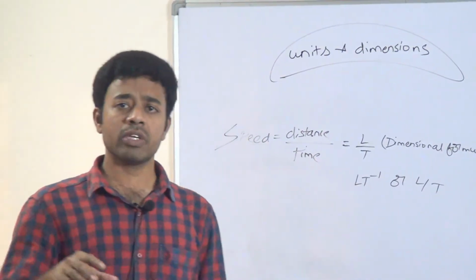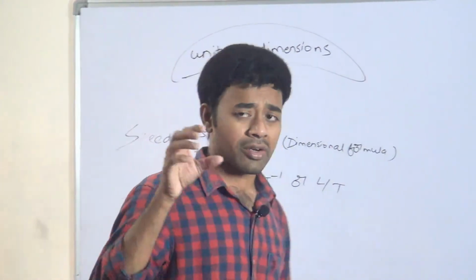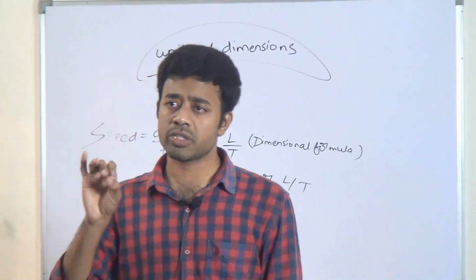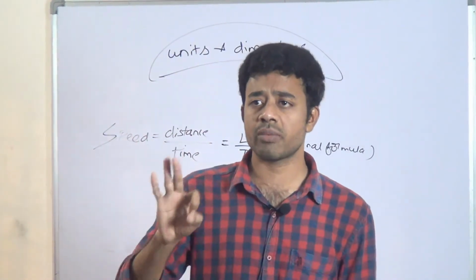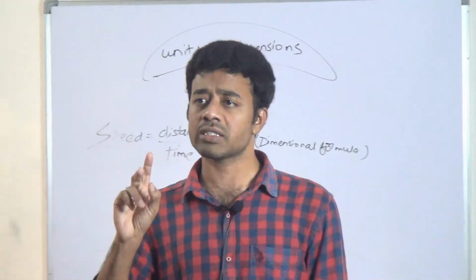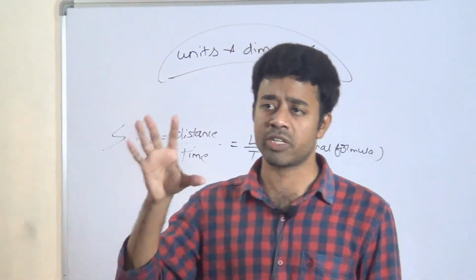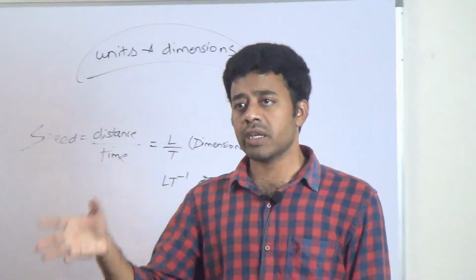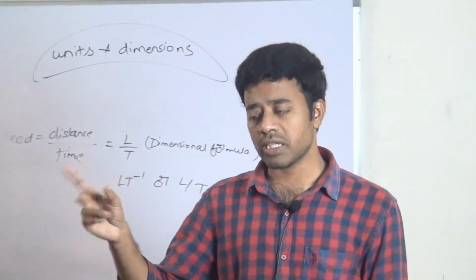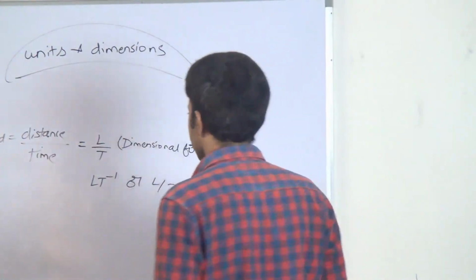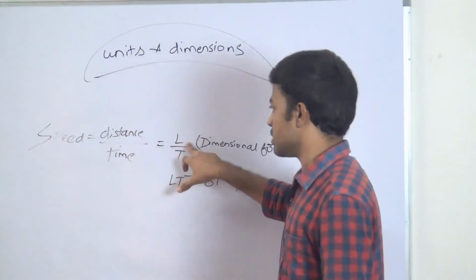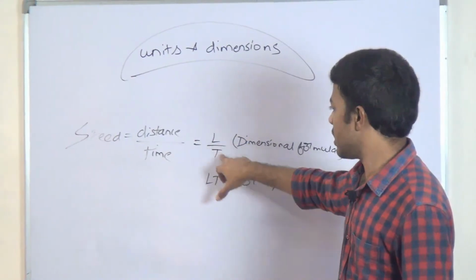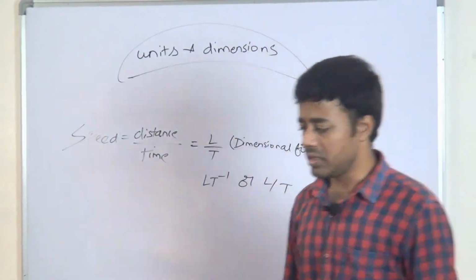In general, we try to indicate all physical quantities in terms of the three most basic fundamental physical quantities: length, mass, and time. Of course, we have a total of seven fundamental physical quantities, but we mostly indicate physical quantities in terms of length, mass, and time. Length is indicated by L and time is indicated by T.